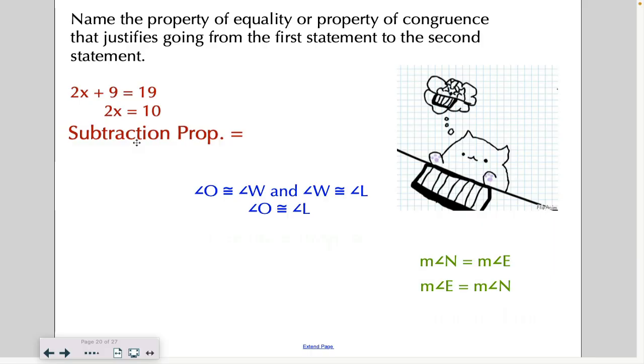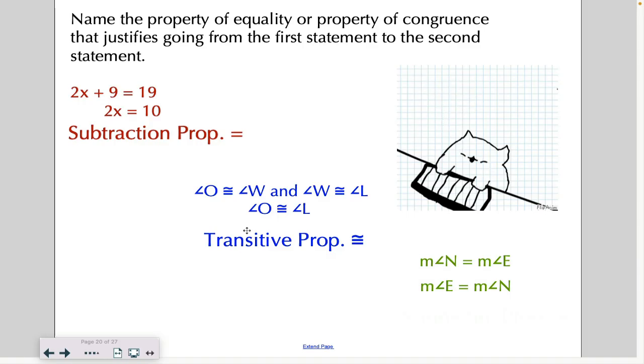Angle O is congruent to angle W. Angle W is congruent to angle L. Therefore, angle O is congruent to angle L. What are we going to call this? Word for word, this is the transitive property of congruence. If you want to use the congruent symbol instead of writing out congruent, that's fine with me. I know it's a lot of writing. Moxley's been waiting years for this. I'll let you abbreviate in a couple spots, but you can't abbreviate everything because I'm not sure what you're talking about. You can abbreviate equality and congruence like this.